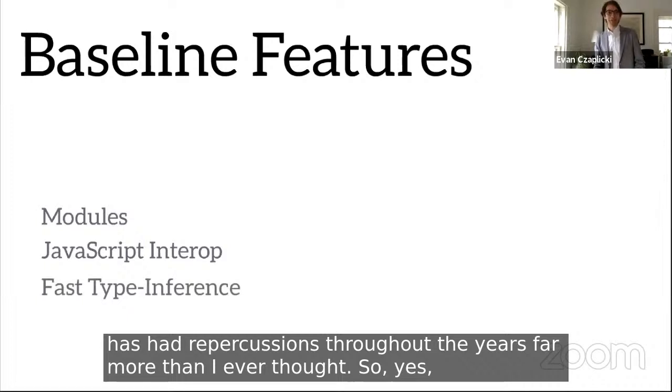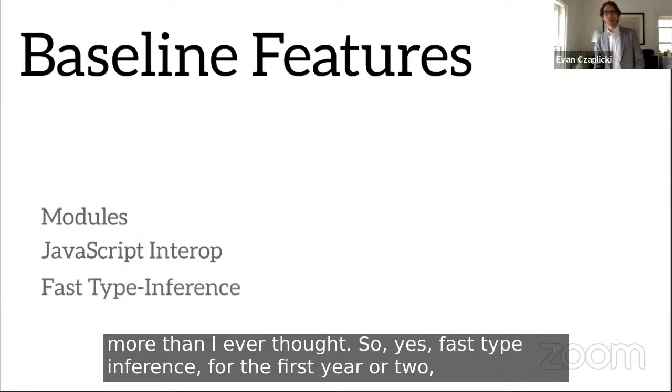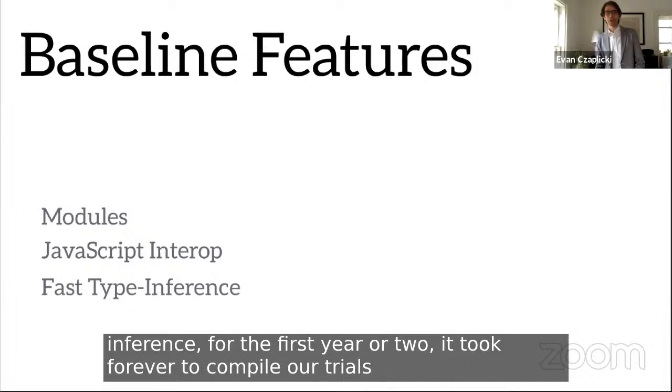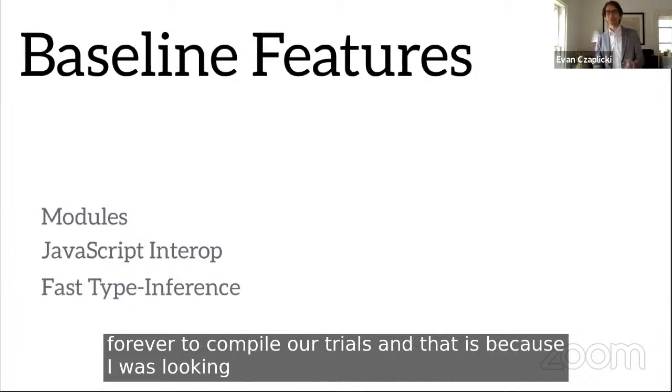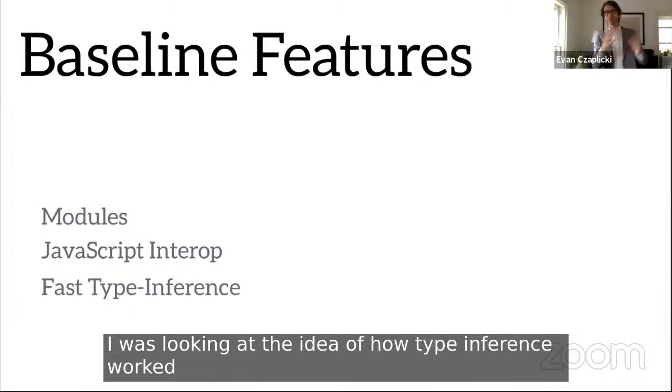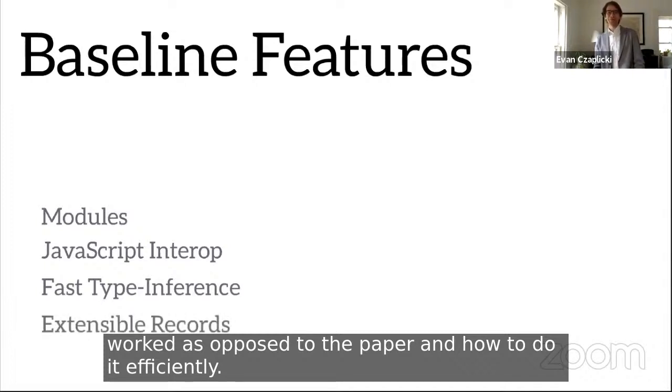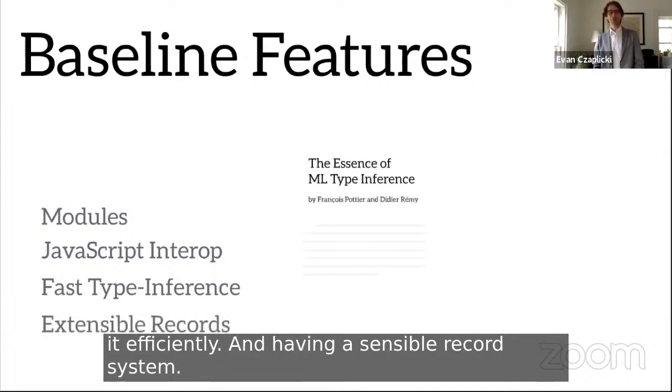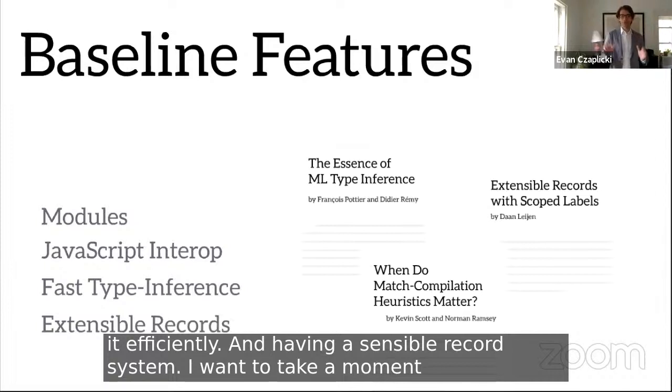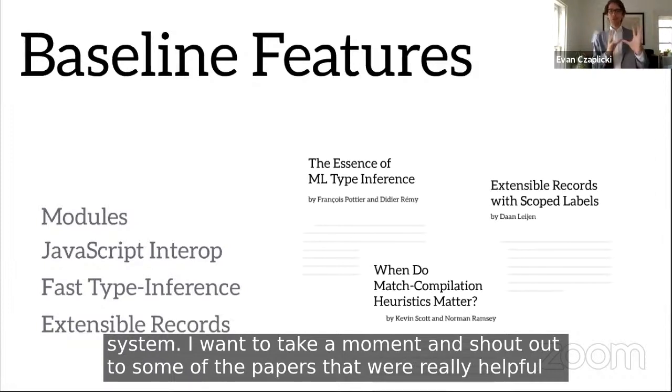Fast type inference: for the first year or two, Elm just took forever to compile large files. It's because I was looking at the idea of how type inference worked as opposed to the paper on how to do it efficiently. And then having an extensible record system. I just want to take a moment and shout out some of the papers that were really helpful with this kind of work.